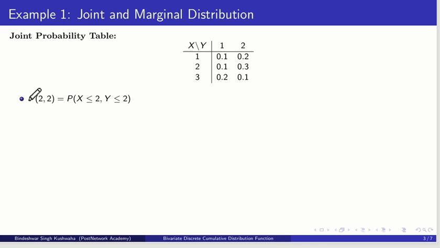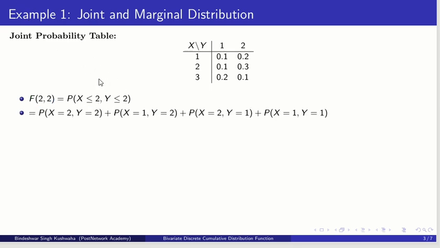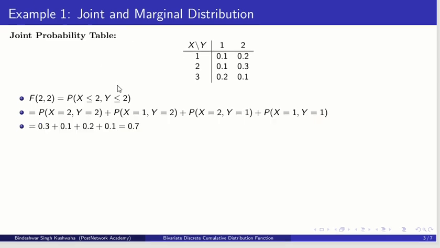If you want to find this cumulative distribution function, what will we do? F(2,2) means P, the value of X is less than or equal to 2 and the value of Y is less than or equal to 2, and we will start from here. That would be equal to P(X=2,Y=2) plus P(X=1,Y=2) plus P(X=2,Y=1) plus P(X=1,Y=1), all possible pairs we will take, because here we haven't taken (3,2), since we can take the value of X till 2 and the value of Y till 2. So we will add all probabilities.